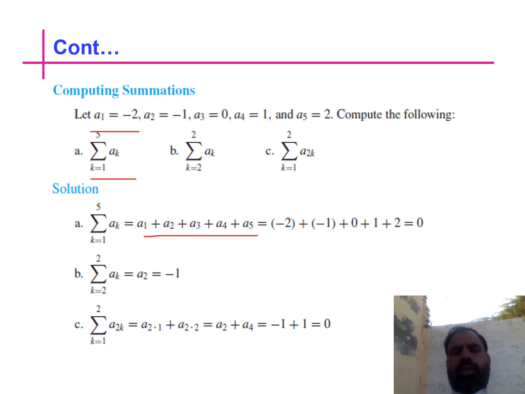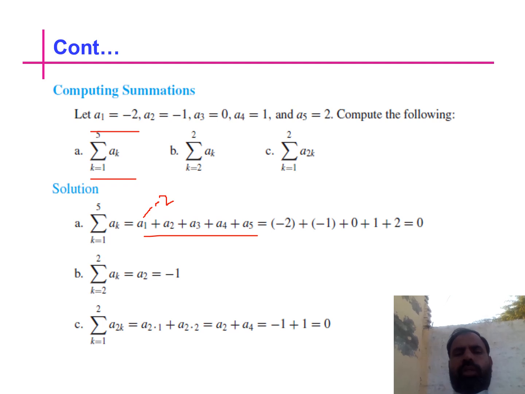So we put here the value of a1, which is minus 2, and next we put the value of a2, which is minus 1, then a3 is 0, then we put the value of a4, which is 1, and then the value of a5, which is 2. If we solve these, this will give us 0. Now we find a_k for k = 2, so it's the second term, which is minus 1.